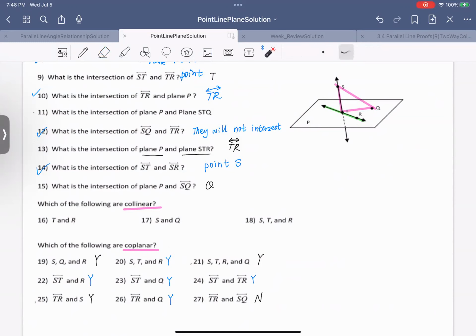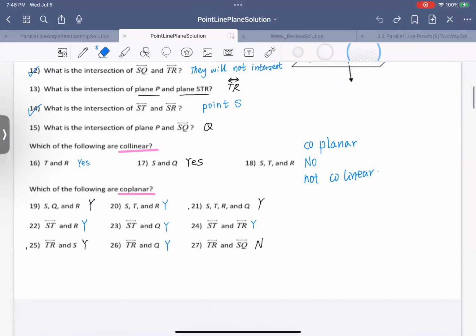Timothy, do you think T and R collinear? Yeah. Good. How about SQ? Yeah. Very good. How about, look at this, S, T, R. Do you think it's collinear? No. Good job, Timothy. You improved a lot in this summer. Thank you.